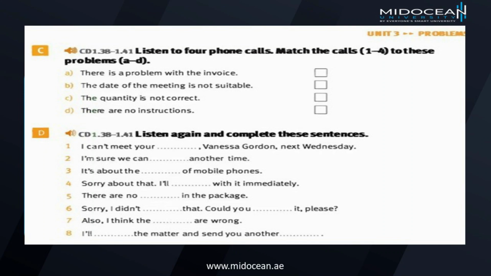Activity C. Listen to 4 phone calls. Match the calls to these problems. A. There is a problem with the invoice. B. The date of the meeting is not suitable. C. The quantity is not correct. And D. There are no instructions.